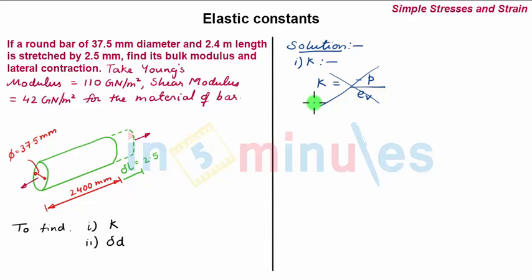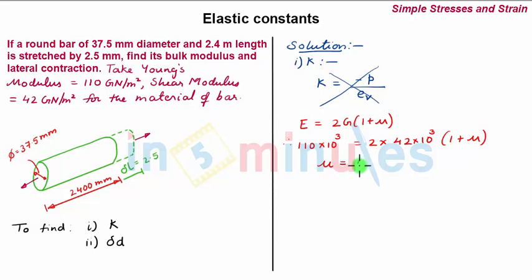But in this problem, we have been given two elastic constants, the elastic modulus E and the shear modulus G. So we can use the elastic constant relations to determine the third elastic constant K. First we use the equation E is equal to 2G into (1 plus mu). Now mu, the Poisson's ratio, is not given. Upon substituting, we get E is 110 into 10 to the power 3 Newton per mm square is equal to 2 into 42 giganewton per meter square, meaning 42 into 10 to the power 3 Newton per mm square, into (1 plus mu). Upon solving this, we get the value of mu as 0.309.